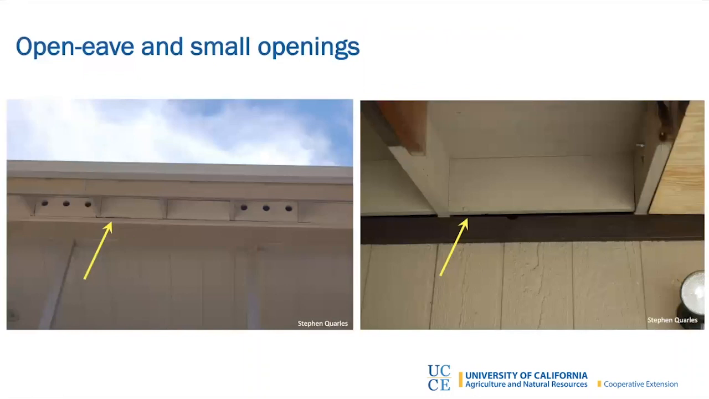Another thing that makes open eave designs more vulnerable is that you can have more small openings between where the blocking and the rafters meet. I've incorporated a couple of yellow arrows in both of these right-hand and left-hand pictures showing where these gaps can occur. So embers can enter into the attic space through these places, and they can also just accumulate in those spaces, potentially igniting the wooden members in these areas.